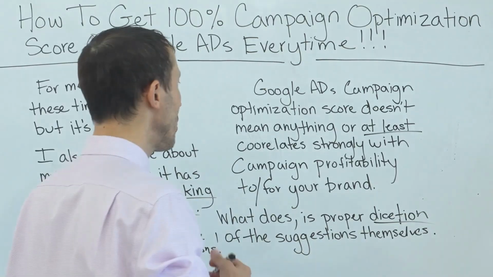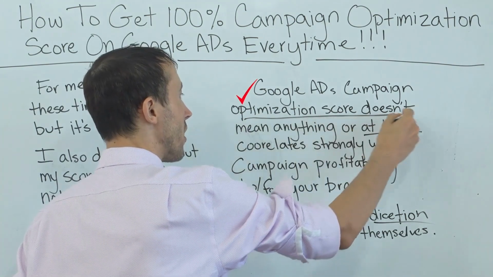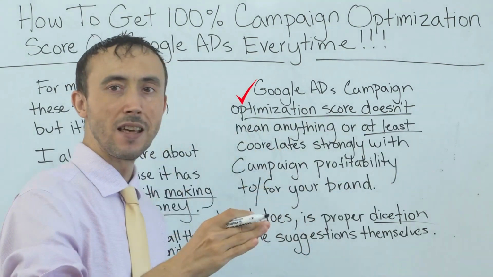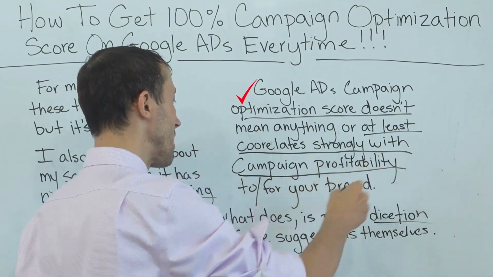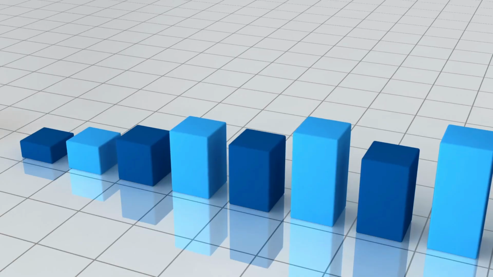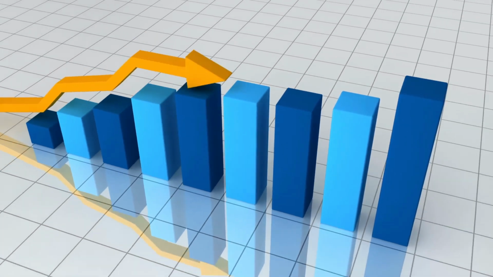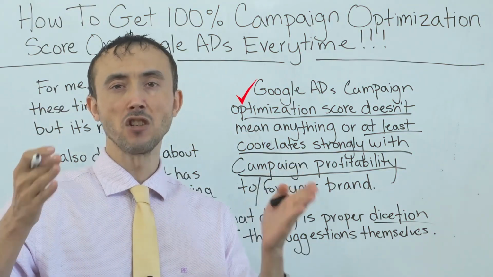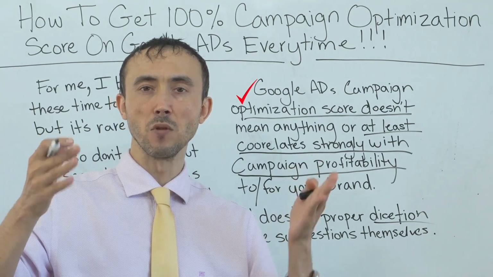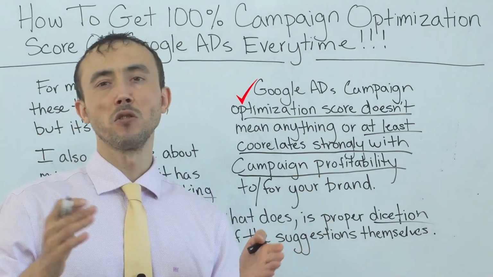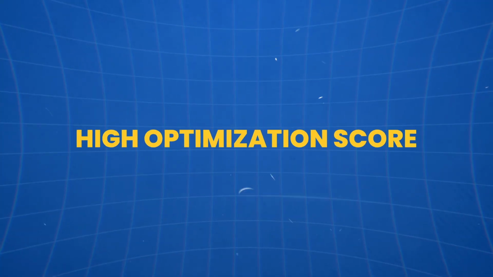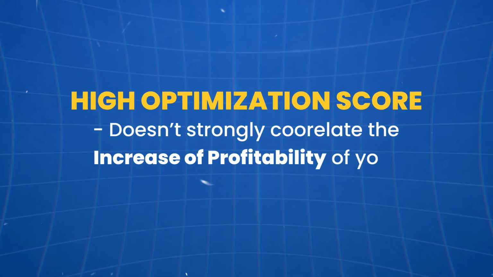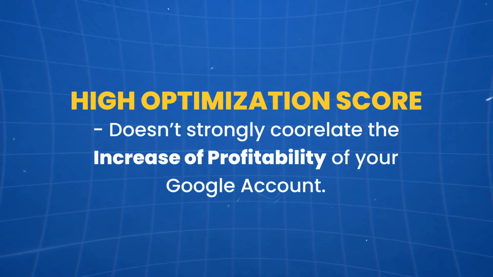So with that said, Google Ads campaign optimization score doesn't correlate strongly with campaign profitability for your brand. You want to focus on stuff that has the highest correlation with increasing your profits as possible, or at least first should your attention be on that, because that is going to make you the most money for the least amount of effort. Also, stuff that's easy to do that has a high level of impact, obviously. A high optimization score doesn't strongly correlate with increasing the profitability of your account.